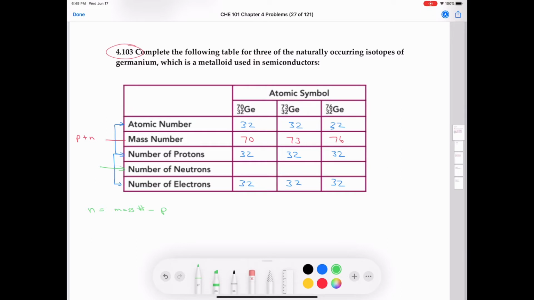And we're just going to do this in our head. So if you look at the first one, I have 70, and I'm going to subtract 32. So 70 subtract 32 should give me 38. The next one, I have a mass number of 73. My atomic number, or my number of protons, is 32. 73 subtract 32 gives you 41. And then in the last one, 76 minus 32 gives you 44. And there you go. We've solved each one of these for the atomic number, the mass number, the number of protons, number of neutrons, and number of electrons.